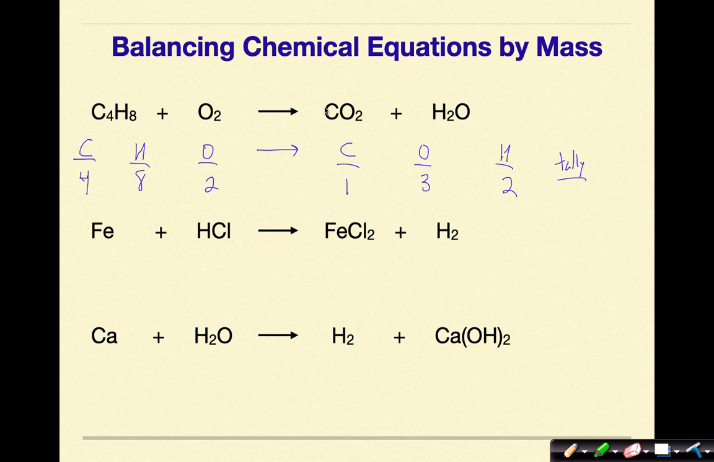Let's balance the number of carbon atoms by including a 4 in front of CO2 on the product side. This changes the number of oxygens to 4 times 2 is 8, plus 1 is 9. Let's look at our tally.